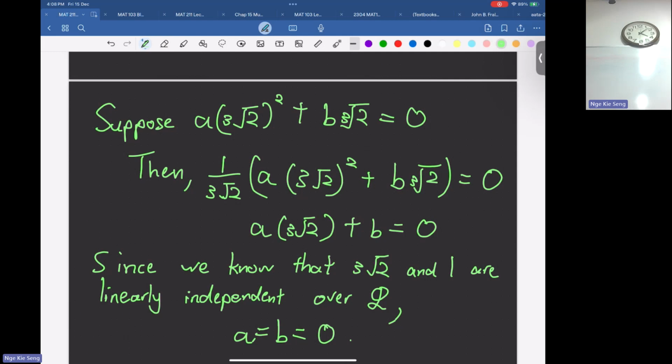But later we will also see this linear independence using the polynomial ring. Now we see it using roots, but later we'll see it using the polynomial ring. In the polynomial ring it's easier to see, because x squared, x cubed, we know they are linearly independent.